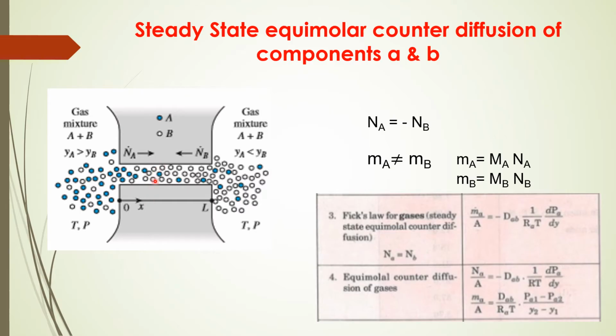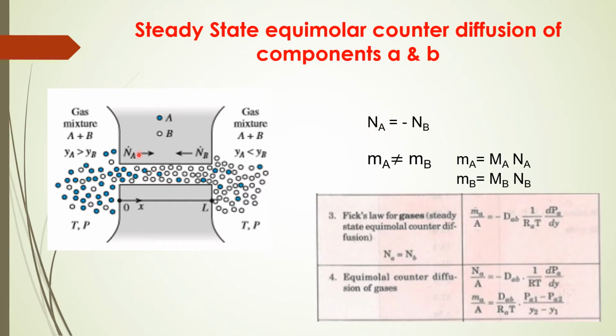So at any particular point, in any area, the number of moles of gas A crossing will be equal to the number of moles of B crossing. That means the number of moles will be equal, that is Na will be equal to Nb, but in the opposite direction. The diffusion rate will be the same, but in the opposite direction. That's why Na is equal to minus Nb, or Na plus Nb is equal to 0.